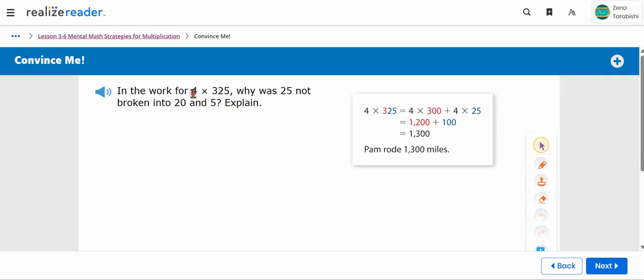That'll give you 100. But if you already know your multiplication facts, because 25, 4 groups of them, the same way when you think of 25 cents, you'll get 100 cents. And so that's why it was not broken apart.